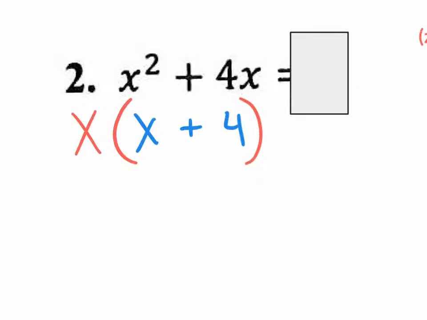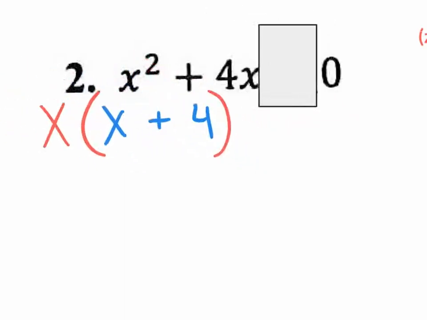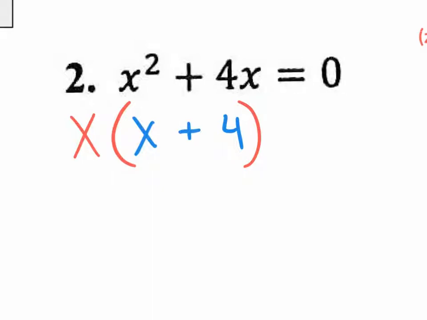All right. So what do I have here, guys? I have a factored form equation. In other words, the left side's now factored. I still have it equal to 0, and now I could actually apply the zero product property. Why is that? Because I really do have something times something else gives me 0. I have an x times a binomial, x plus 4, equal to 0.